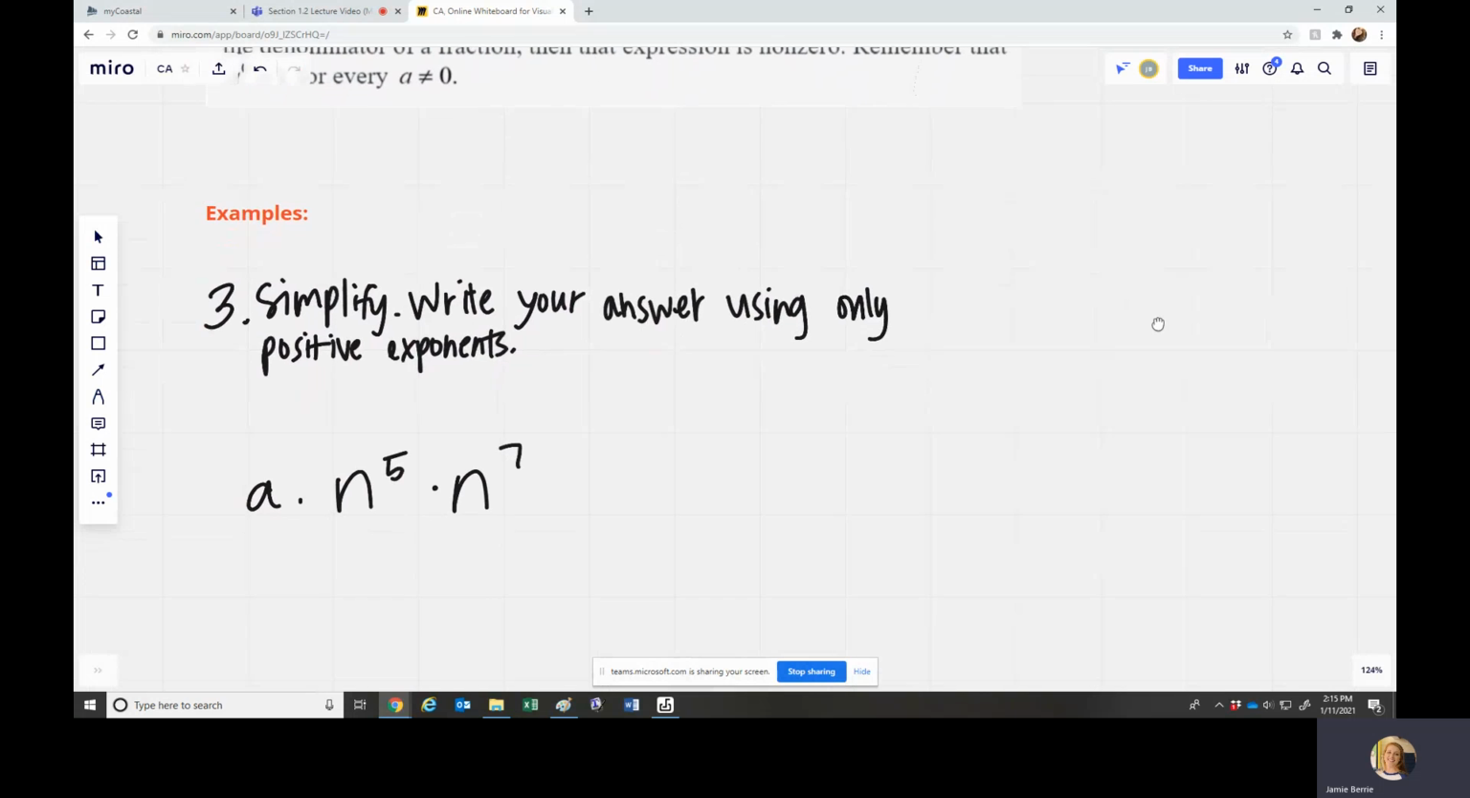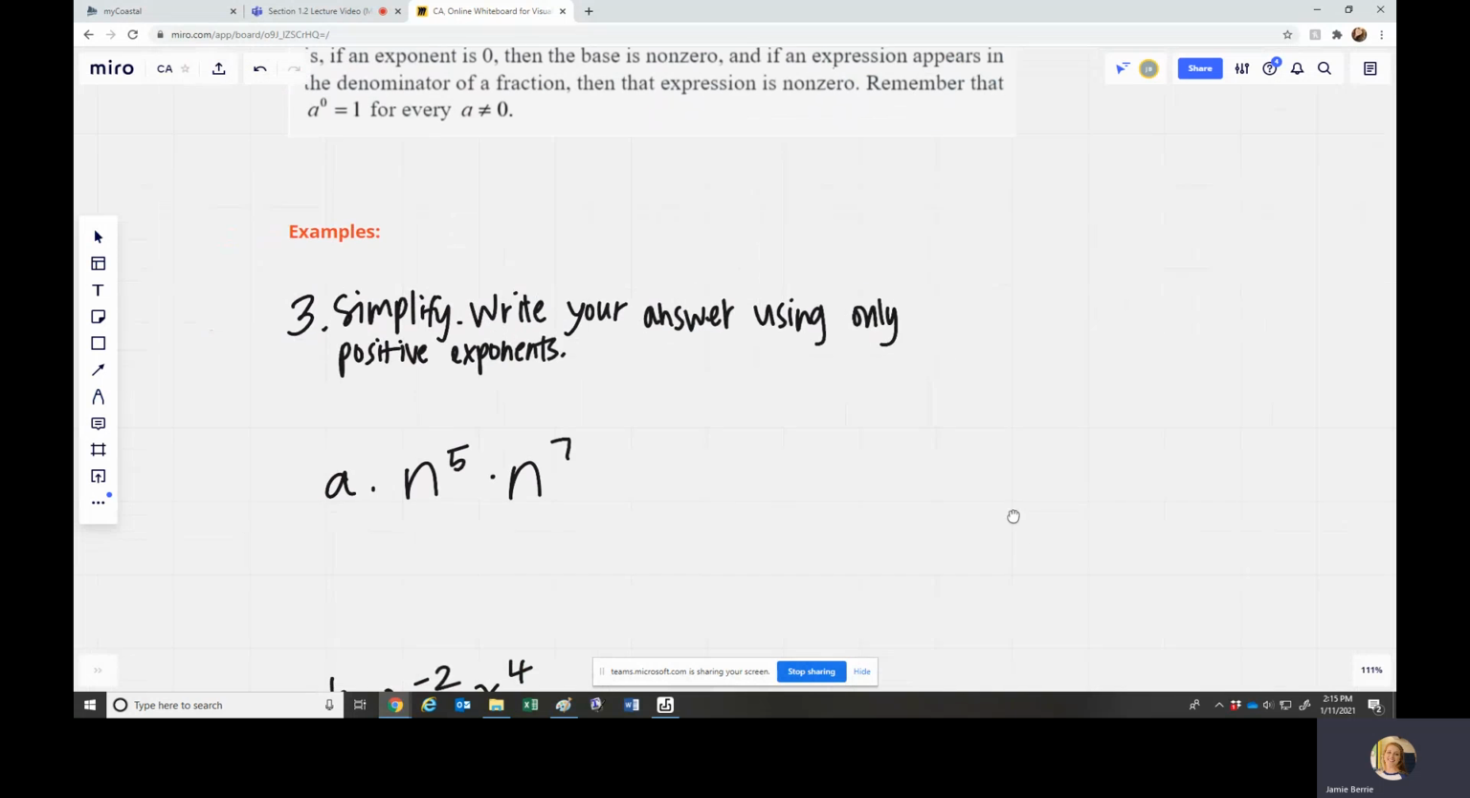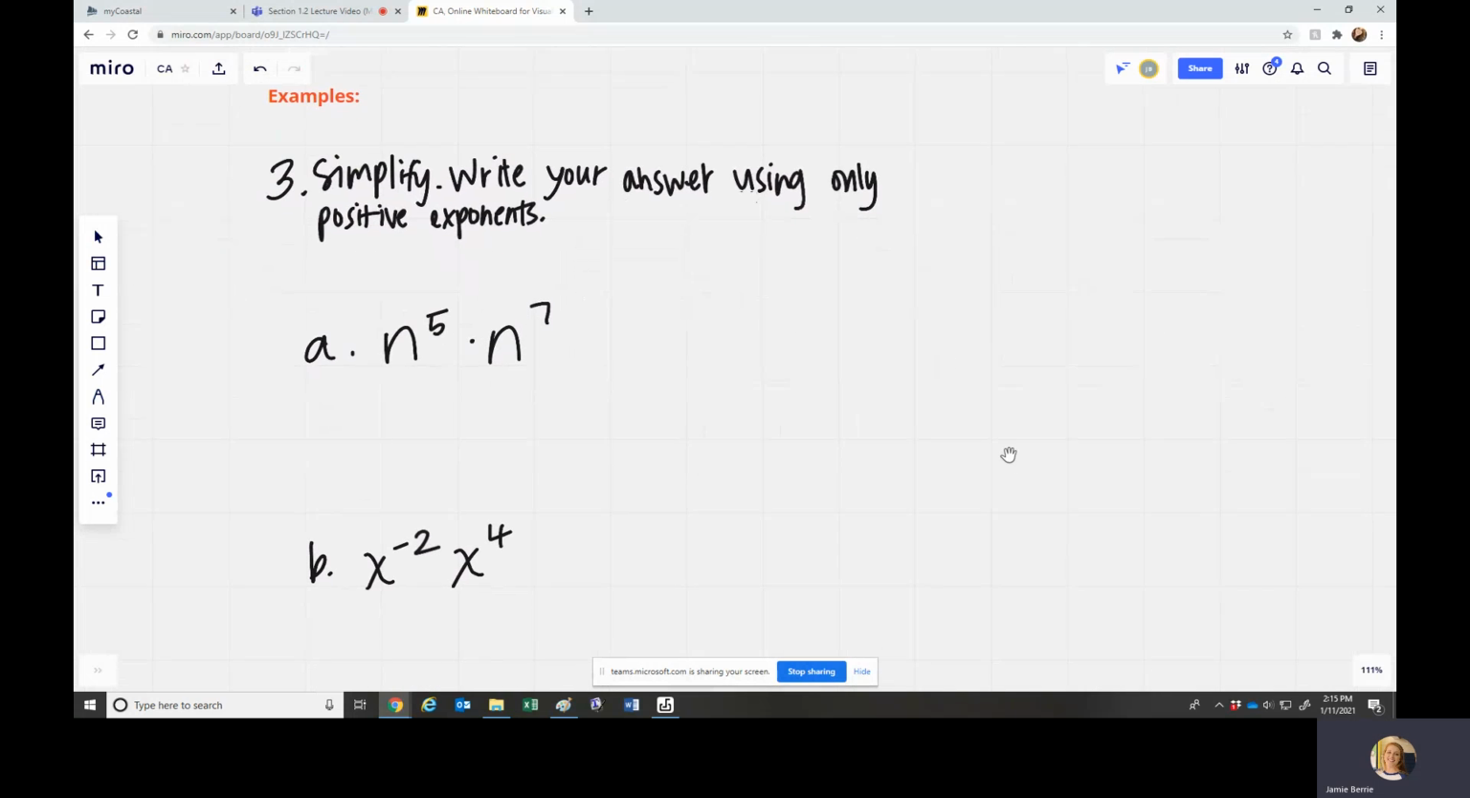All right, so here we have some examples of the properties of exponents. We're going to go through these and look at some examples. A lot of these came straight off your homework. All right, so we have simplify. Write your answer using only positive exponents. n to the 5th times n to the 7th. I have the same base and I'm multiplying, so I'm going to add my exponents. So that would be n to the 5 plus 7. You don't have to write this in between step if you can do this in your head. So that would be n to the 12th.